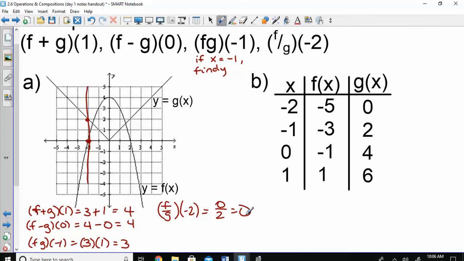So if I ask you to read these functions from a graph, I am giving you the x, you're finding the y value at that point, and then doing whatever operation. I could also give you a table, and these are even easier to find. When I want f plus g of 1, that says x is 1. So f plus g would be 1 plus 6, which is 7.